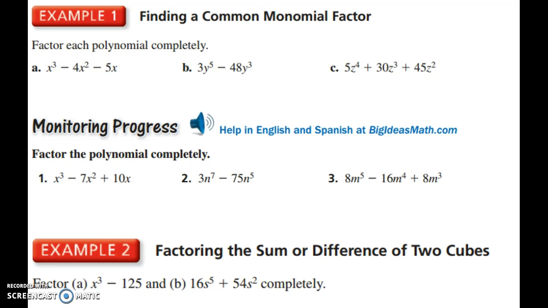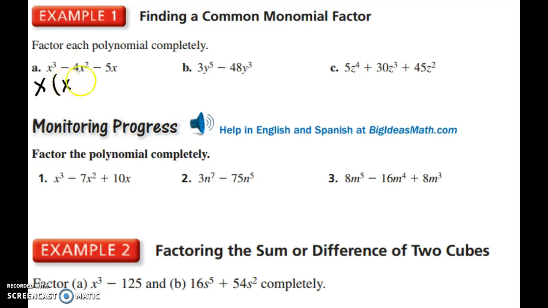Now let's begin with example 1, which is factoring each polynomial completely. Completely means once you factor, try and factor again and continue factoring until all of the products are unfactorable. You should always try for a GCF first, and in example 1a we have a GCF of an x. So we're going to take an x out from each of the terms.